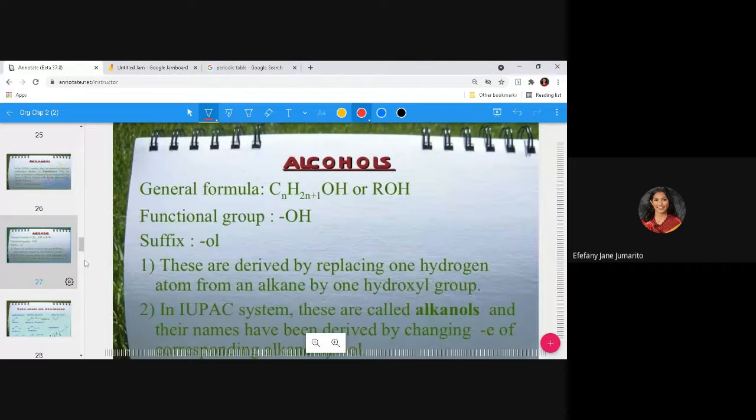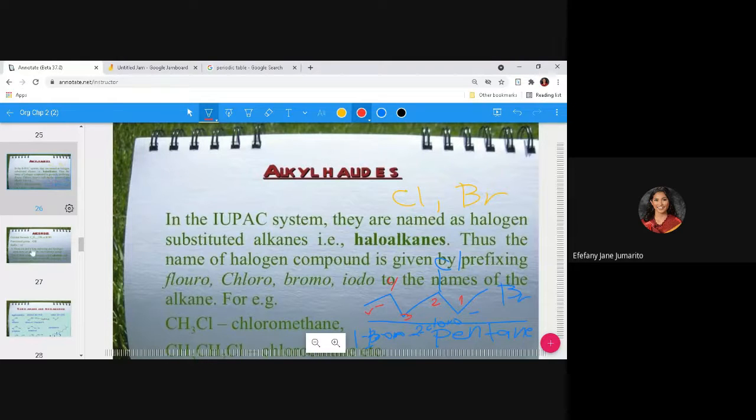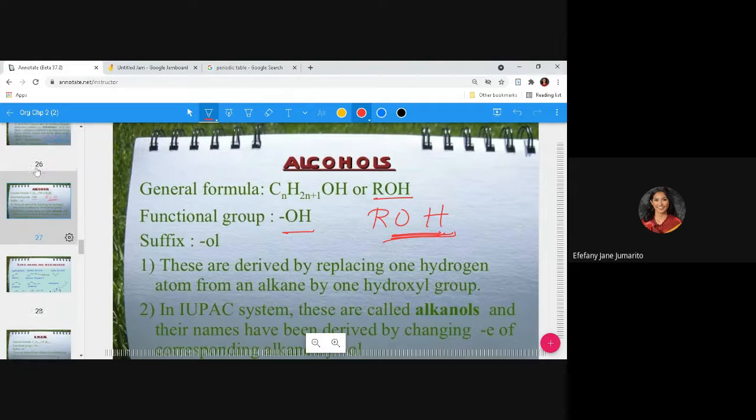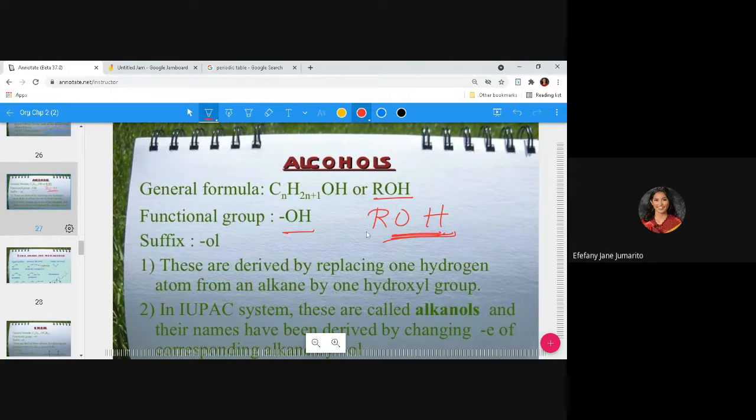All right, that's for alkyl halides. Now we will go to our alcohols. Alcohols are ROH. Take note, class, of the general formula. I will ask that in your exam also: the general formula for alcohol, alkyl halides, and carboxylic acids. For alcohol, we have ROH. We have a very long chain and then an OH. How do you name this compound?